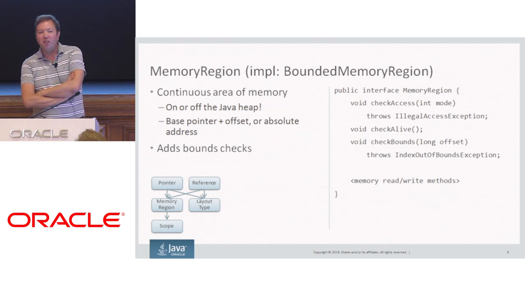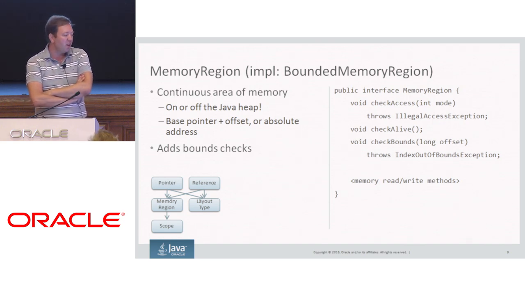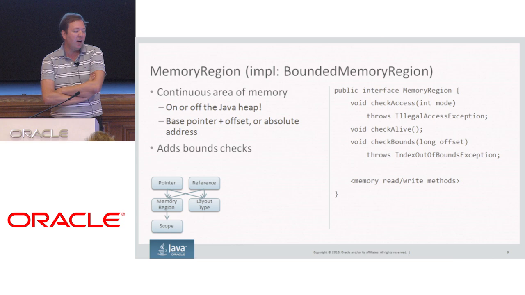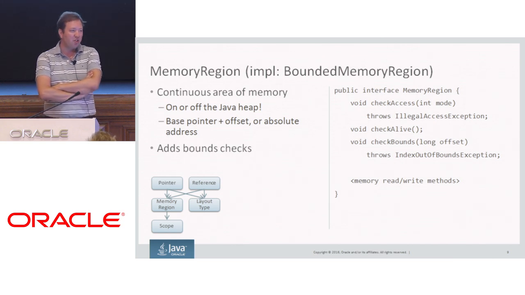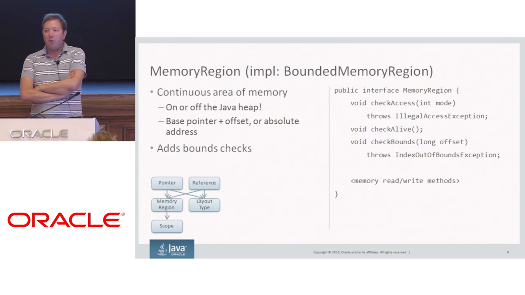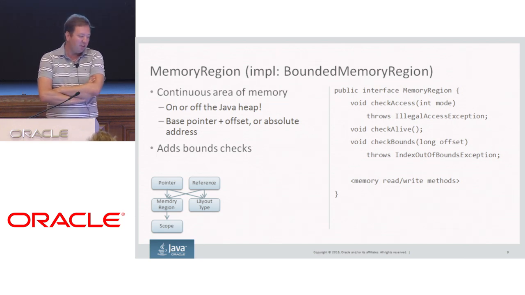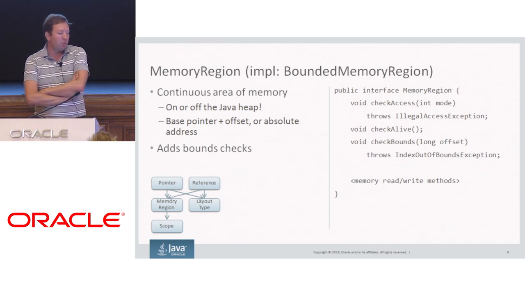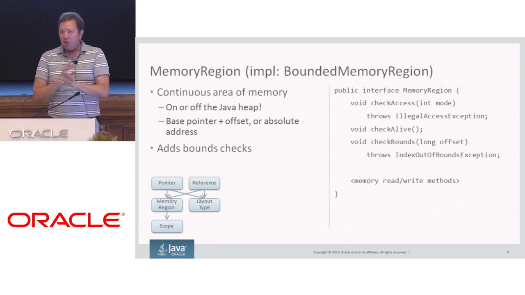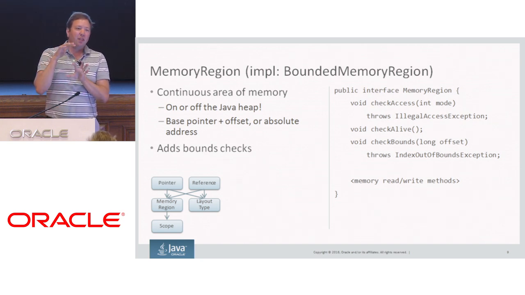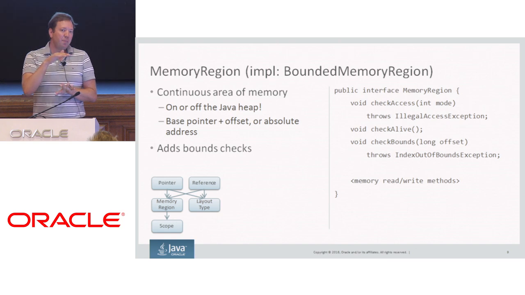So on top of scope, we have something we call memory region. A memory region is a contiguous area of memory, and it can, again, be on or off the Java heap. Basically, it's a combination of a base pointer and an offset. If this memory region is in native memory, that base pointer will be null, and the offset is the absolute address. So this is the standard two-register concept that we have in unsafe as well. And what the memory region does, in addition to using scope underneath to make sure that the memory is still live, is that it also adds bounds checking on top of this.